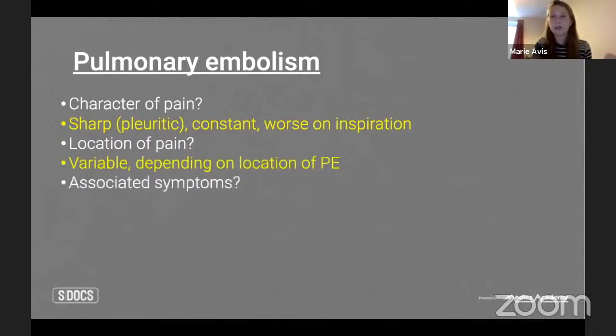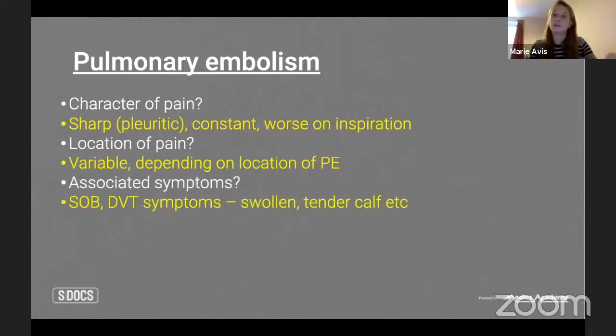Associated symptoms. So shortness of breath is going to be a main big one up there, but also DVT symptoms, so deep vein thrombosis symptoms, things like having a swollen red tender calf. It'd usually be on one side, but people do get bilateral DVTs, so that's something to be aware of. But if you see someone with the kind of DVT symptoms, and they're short of breath, you're definitely thinking, could they have a PE?